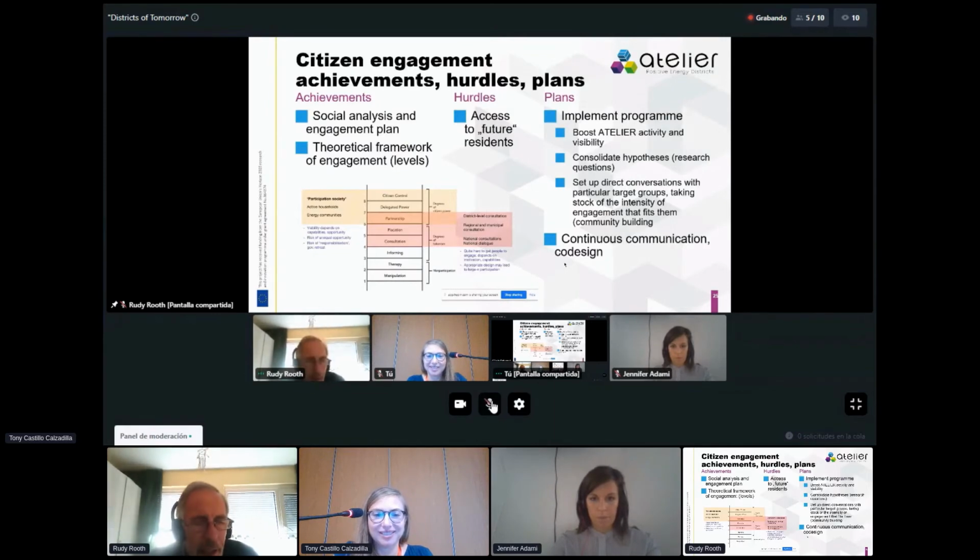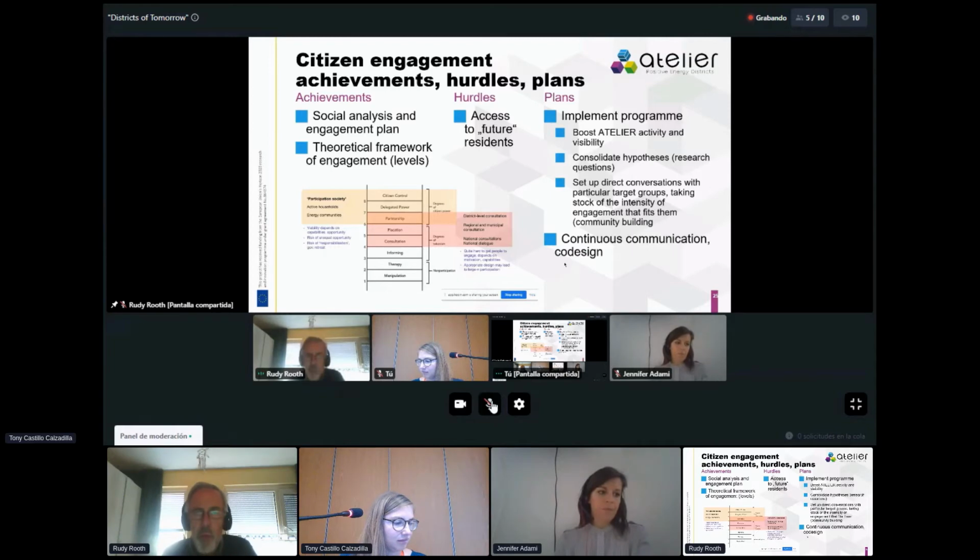You can see in this sheet the different levels of participation that have been distinguished, and that the parties in the relevant work package are working on. And you can also see what are the hurdles, because we do not really have access to the future residents in the positive energy buildings. That is a hurdle, but we are also working on an implementation program already. So that is my last sheet in terms of content.